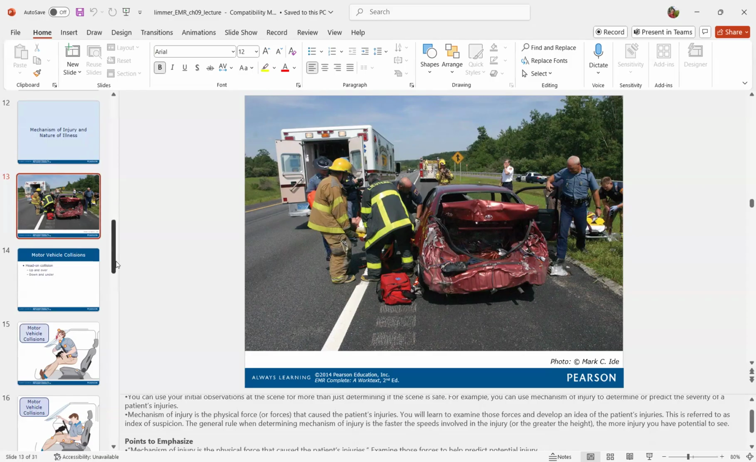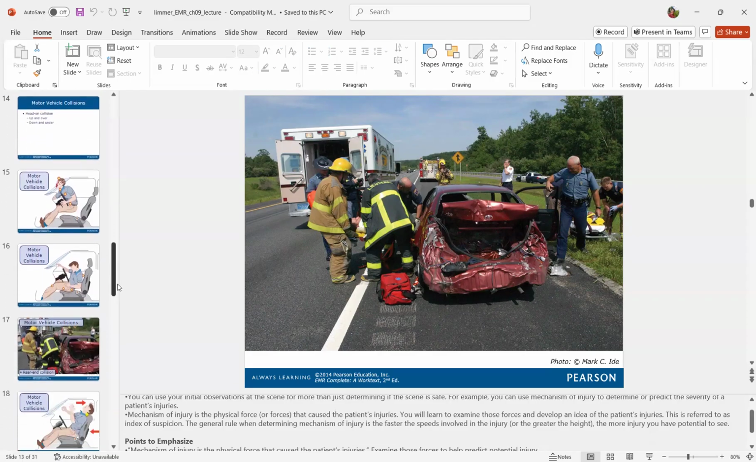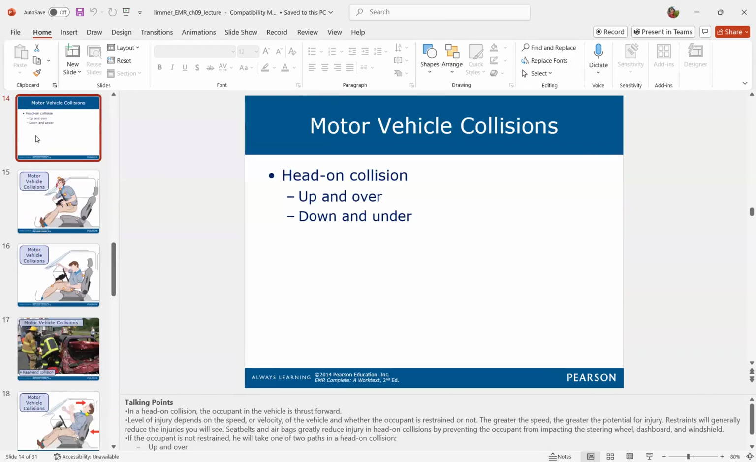So, some of the injuries from motor vehicle collisions. We have head-on collisions. The occupant in the vehicle is thrust forward. The level of injury depends on the speed or velocity of the vehicle and whether the occupant was restrained, wearing a seatbelt or not. The greater the speed, the greater the potential for injury. Restraints will generally reduce injuries. Seatbelts and airbags greatly reduce injury in head-on collisions by preventing the occupant from impacting the steering wheel, the dashboard, or the windshield.